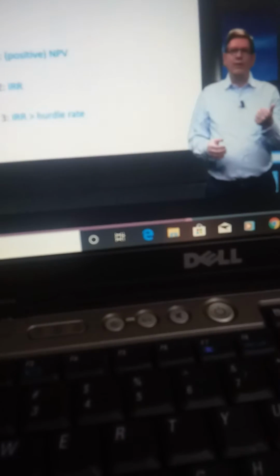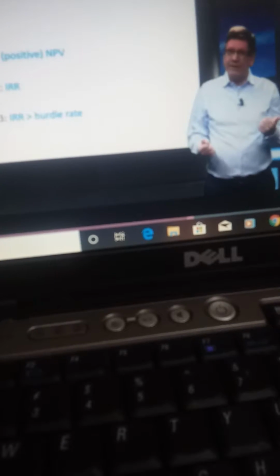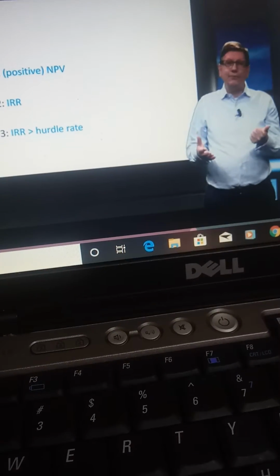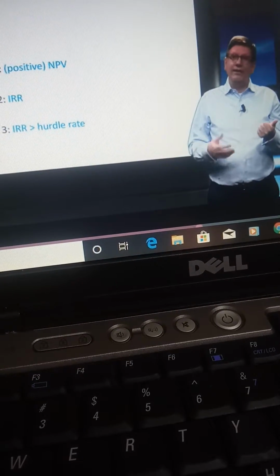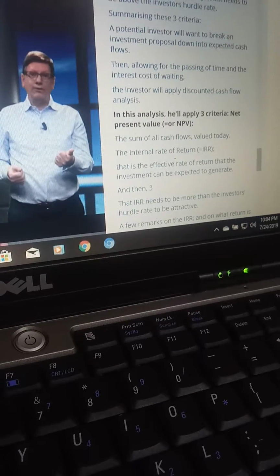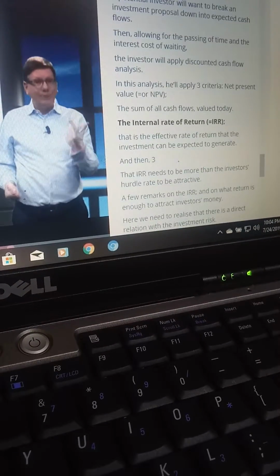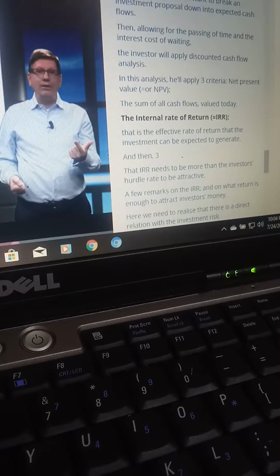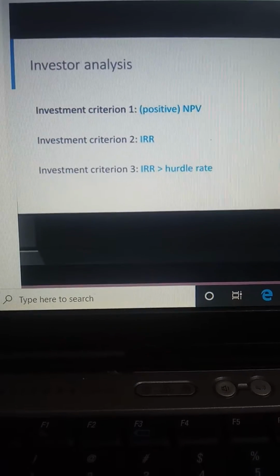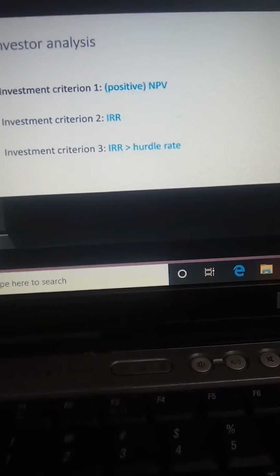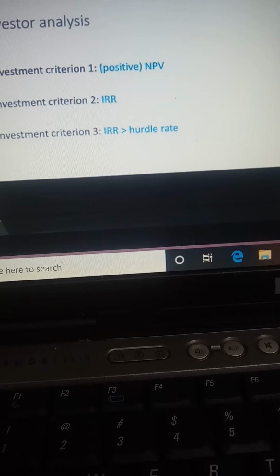Summarizing these three criteria, the potential investor will want to break an investment proposal down into expected cash flows. Then, allowing for the passing of time and the interest cost of waiting, the investor will apply a discounted cash flow analysis. In this analysis, he'll apply three criteria: one, the net present value, the sum of all cash flows valued today; two, the internal rate of return, or the IRR, that's the effective rate of return that the investment can be expected to generate; and three, that IRR needs to be more than the investor's hurdle rate to be attractive to him.